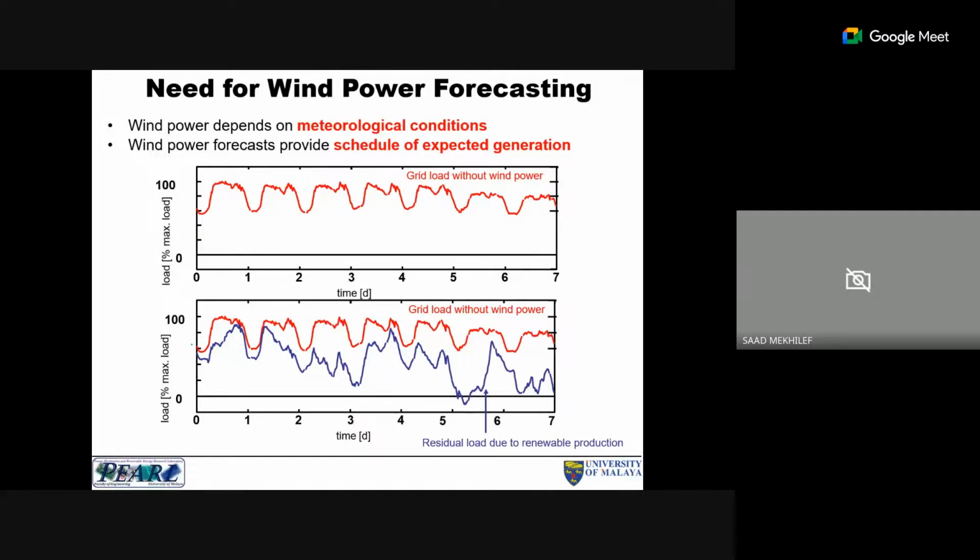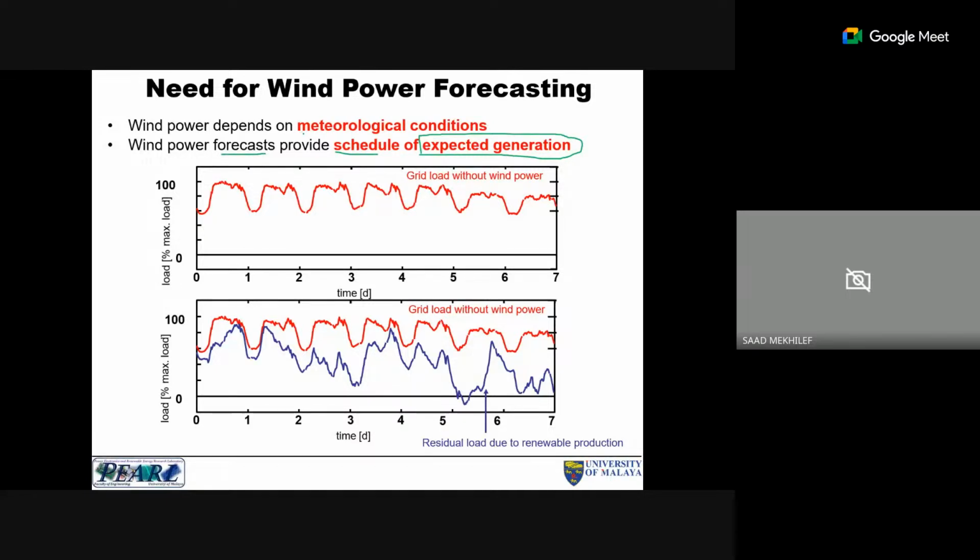It's needed by many players, many stakeholders in the electricity networks, and we will see them after this. The main reason for the wind forecast is to provide a schedule of expected generation, because this is the question to be answered. The question is the expected generation, which we don't know.